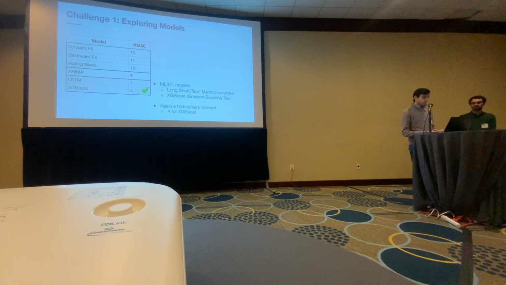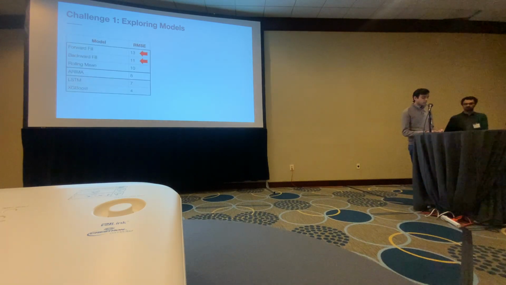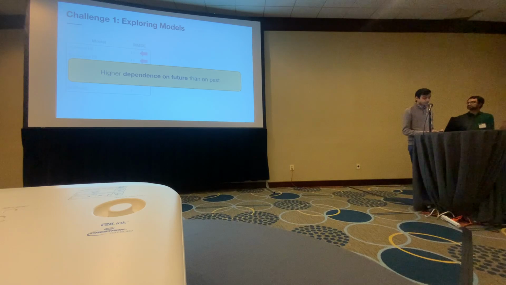So we find 2 insights from this data. One is machine learning models are critical because they perform the best and their use is justified for this task. The second one is that forward fill got an RMSE of 13 and backward fill got an RMSE of 11. So we show here that there is a higher dependence on the future values for the prediction of current values than on the past values.